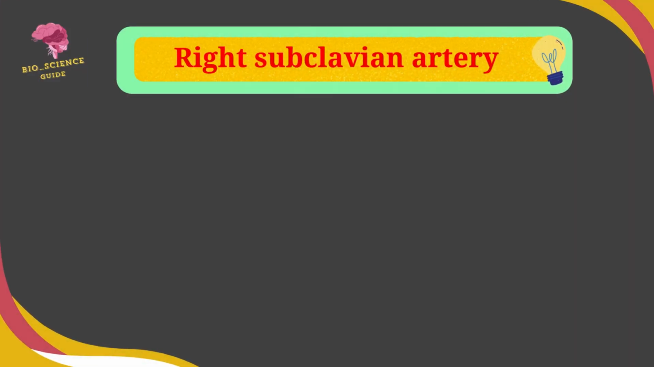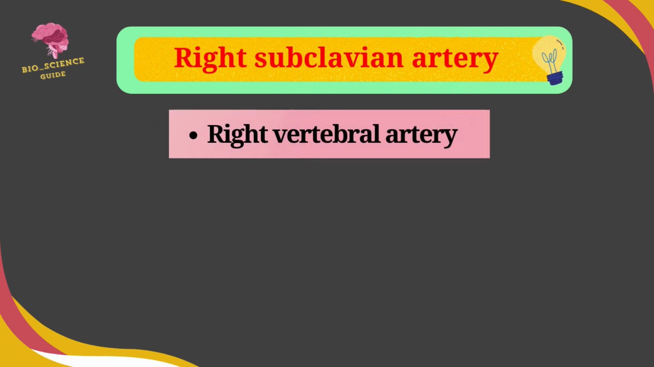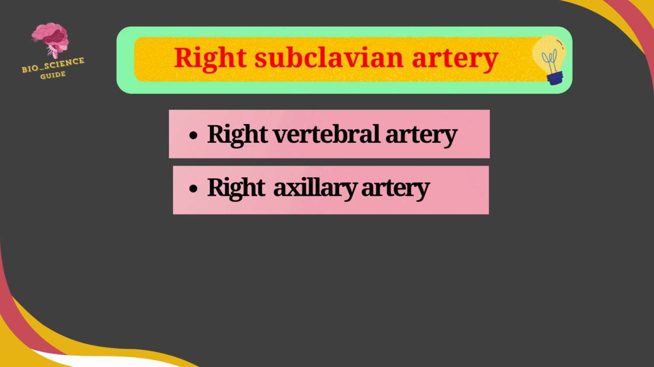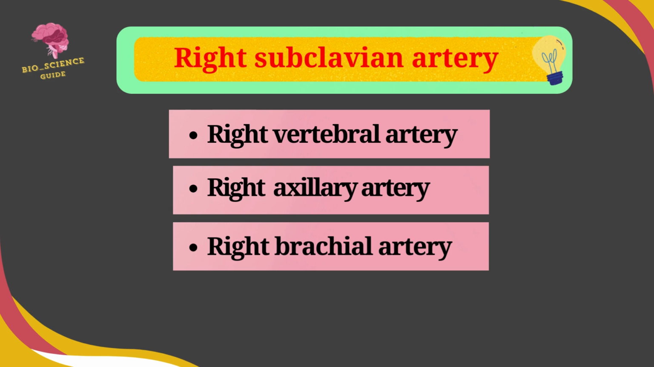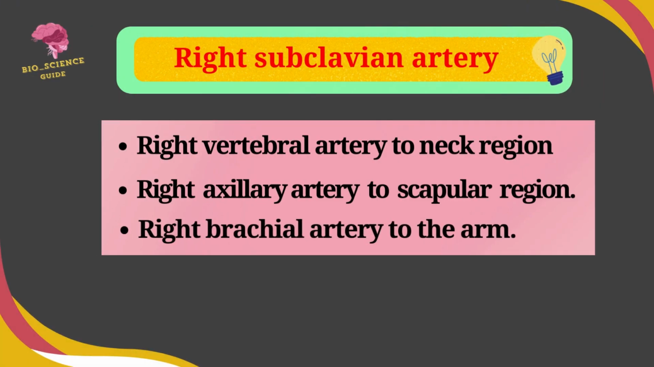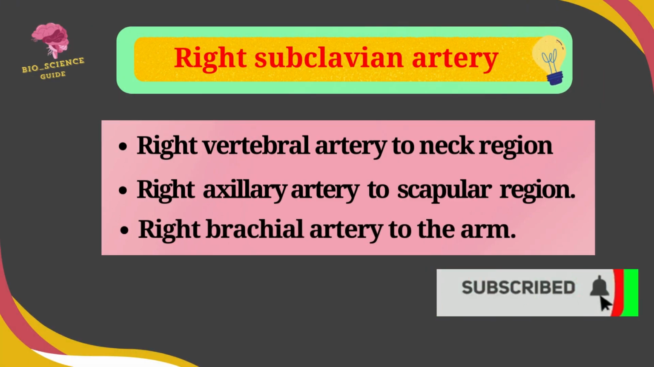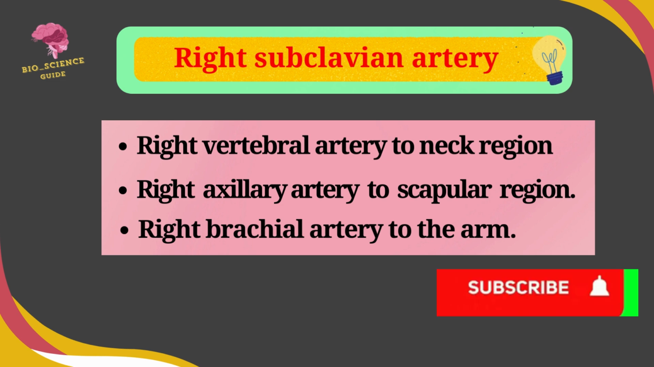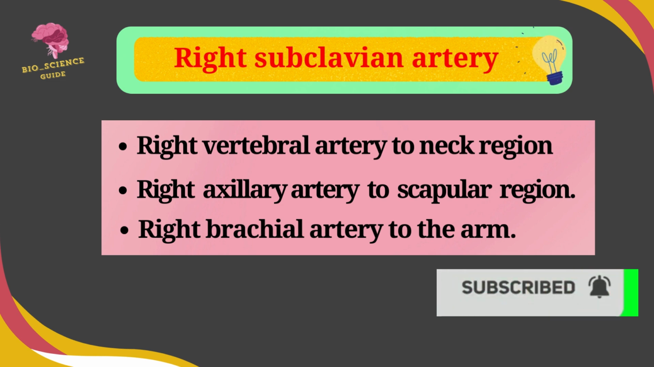The right subclavian artery includes the right vertebral artery, right axillary artery, and right brachial artery. The right vertebral artery carries pure blood to the neck region. The right axillary artery supplies oxygenated blood to the scapular region, and the right brachial artery supplies oxygenated blood to the arm region.